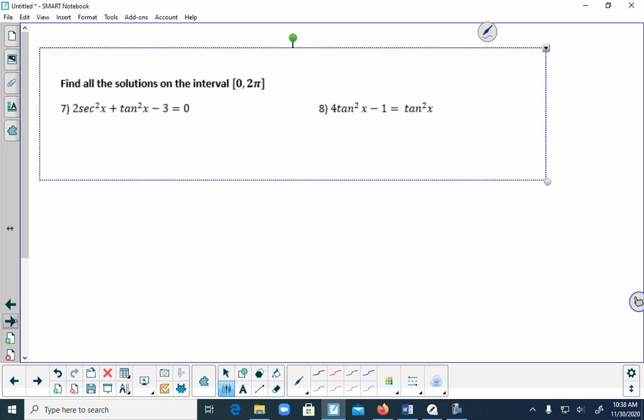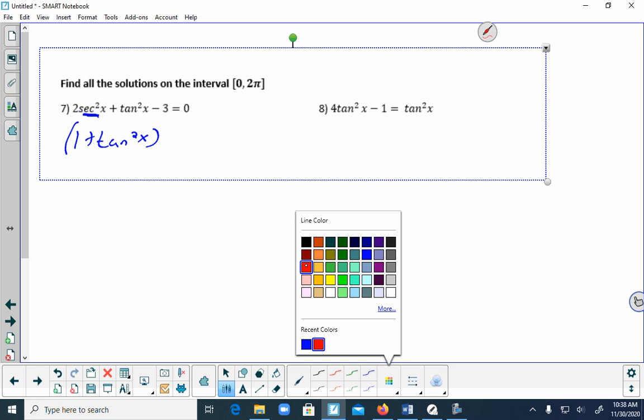Okay, the next one, again, I have two trig functions. I have secant squared x and tangent squared x, so I could pick either one. But the Pythagorean identity is 1 plus tangent squared x is equal to secant squared x. So I'm going to substitute this with 1 plus tangent squared x because that's using the Pythagorean identity. Everything else is going to stay the same.